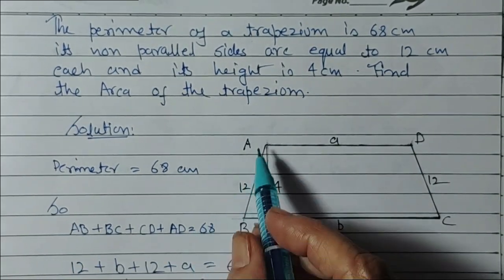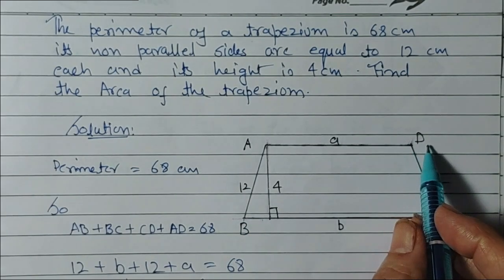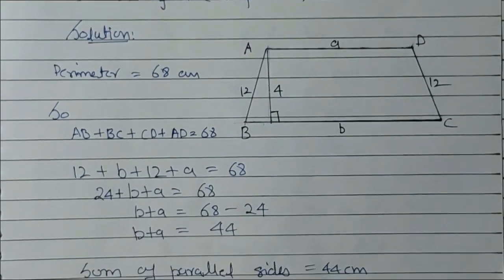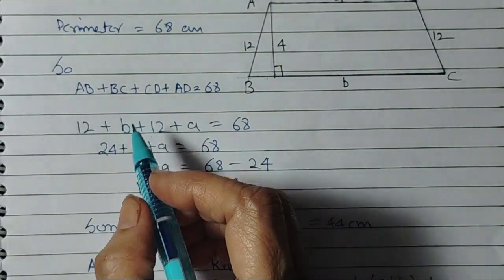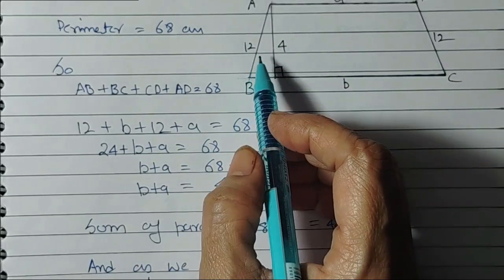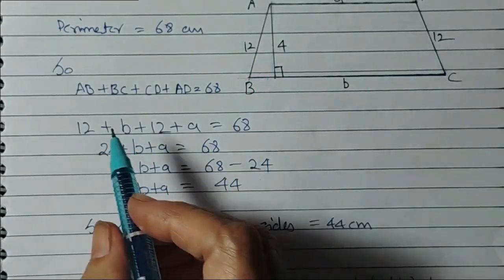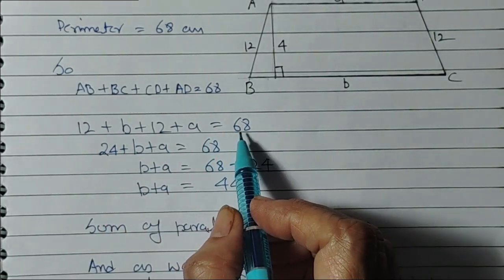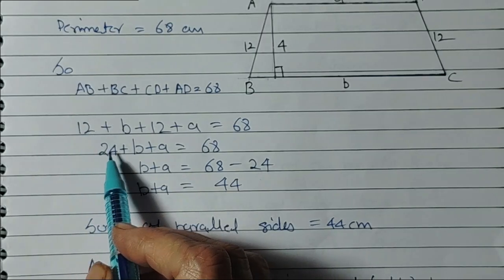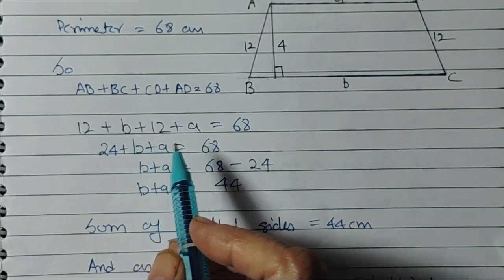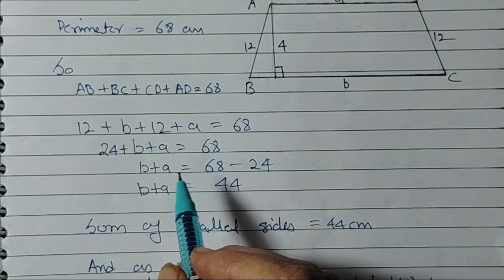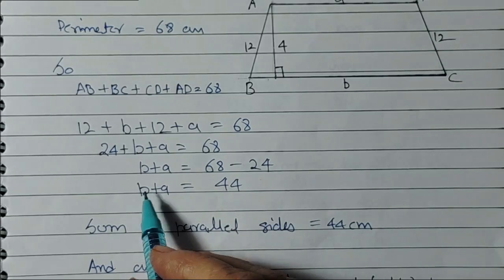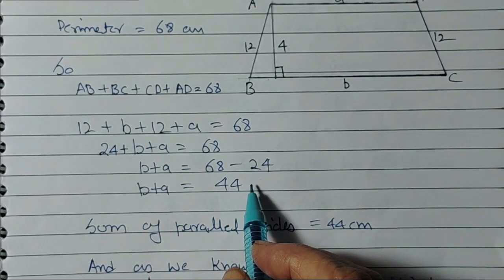So AB plus BC plus CD plus AD will be equal to 68 centimeter. Now it has been given, this side is 12, this is also 12. So 12 plus B plus 12 plus A is equal to 68 centimeter. So 12 plus 12 is 24 plus B plus A is equal to 68 centimeter. Now B plus A is equal to 68 minus 24. Finally B plus A is 44.